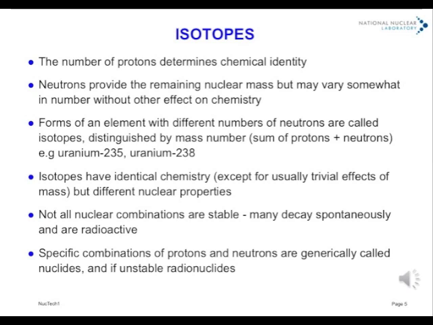Hydrogen, with only a single proton forming the nucleus of the most common isotope, is affected to a unique extent by the addition of one or two neutrons, enough for the heavier isotopes to have the individual names deuterium and tritium.